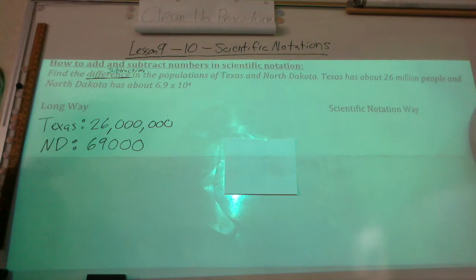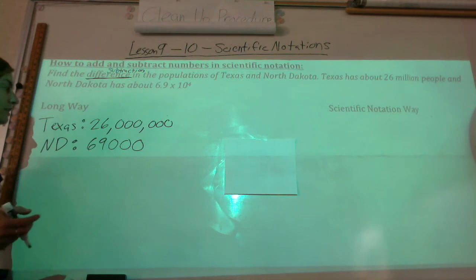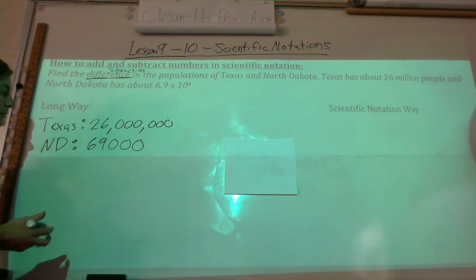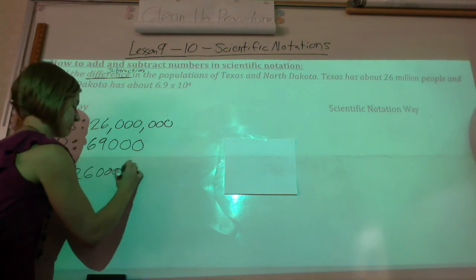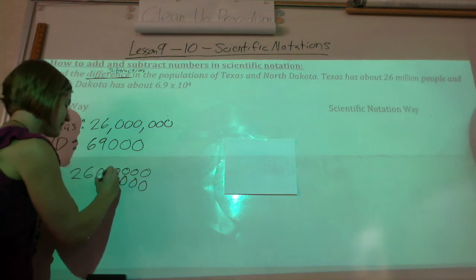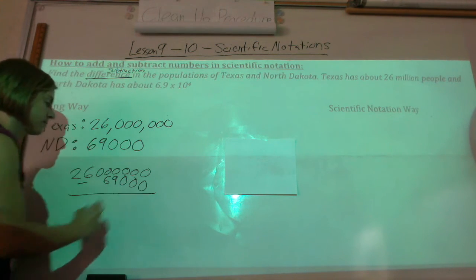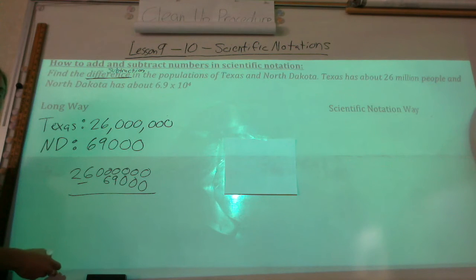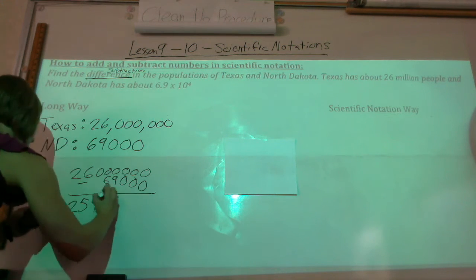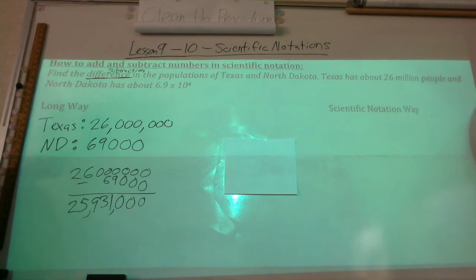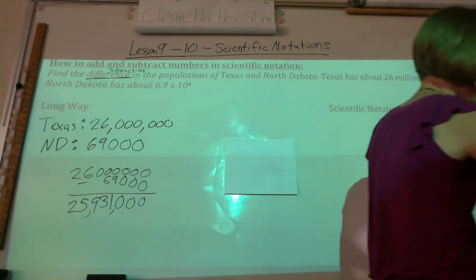So wow, that's a really big difference between Texas and North Dakota. So what's the difference between Texas and North Dakota? Well, we would just need to plug it into our calculator. Hopefully our calculator does this. So we need to subtract the 69,000 from the 26 million. Now you can go through and do it the long way, the whole borrowing. I'm going to cheat and use my calculator. So the difference is 25,931,000, approximately. Now, if I didn't have my calculator with me, that would have been some really ugly, long subtraction. So that's why I'm going to show you the scientific notation way, because it works even without having your calculator around.